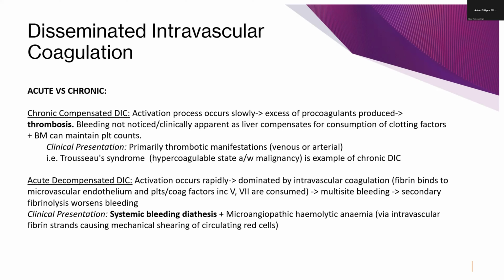Chronic DIC is more commonly seen in solid organ malignancy, whereas acute decompensated DIC occurs very rapidly, and it's dominated by intravascular coagulation. These patients just bleed and bleed and bleed, and this is what we see in APML.